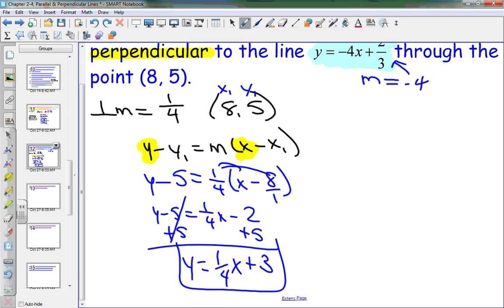Now what did I tell you to check at the very end? Make sure that my slope, which is 1/4, is my perpendicular slope up there. Do they match? Yes, I'm good to go.